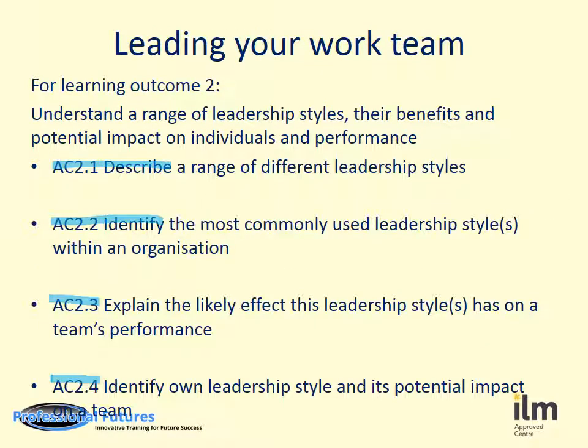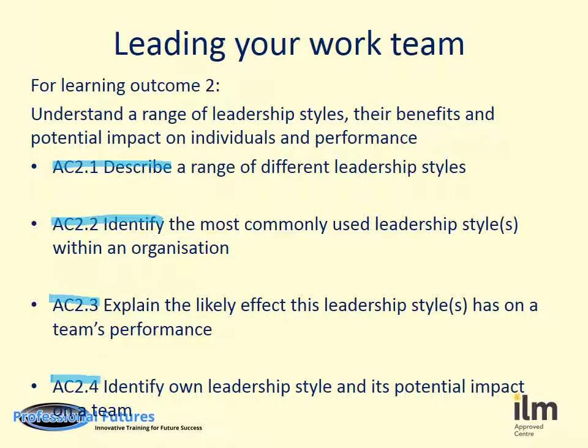The next learning outcome is learning outcome number 2, which is for you to be able to understand a range of leadership styles, their benefits and potential impact on individuals and performance. So to meet this learning outcome, there are 4 assessment criteria that must be answered. So again, I'm going to highlight the key verbs which indicate what must be done when answering these criteria in your assignment. So AC 2.1 is to describe a range of different leadership styles.